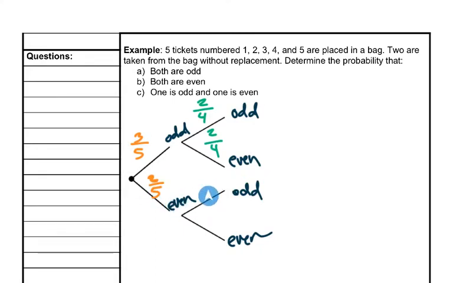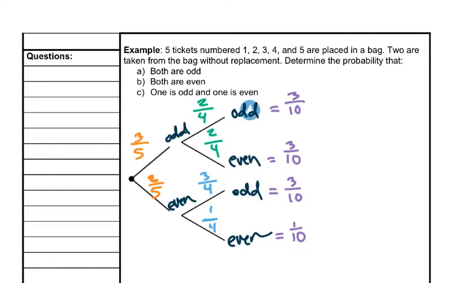The next round would be we could go even and then odd. So if we pull an even card, that means we still have all of our original odds, but there's only 4 total tickets. And then lastly, even, even. If we take one of those evens, that means there's only 1 even left, and there's only 4 tickets in total. So now we're going to do our multiplying across each branch to figure out the total probability of both events happening. So I'm just going to multiply along the branches.